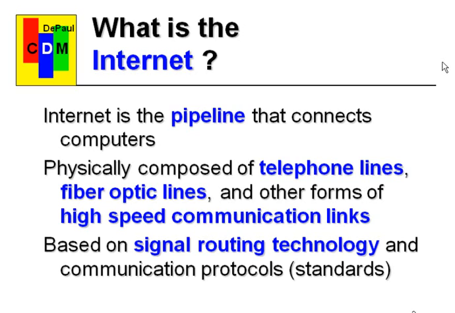So first of all, what's the Internet? Well, it's a pipeline that connects computers, and physically it's composed of the things you see here in blue. That is wire telephone lines, fiber optic, which is a little glass fiber that transmits pulses of light, and other forms of high-speed communication links, including satellite and undersea cables, and anything else that can carry an electronic signal from one place to another. As I just mentioned, it's based on a different signal routing technology. And routing and switching we're going to use synonymously. When we talk about switching, that is, how does the network hook you up with a specific place that has the information that you want, or some other person that you're speaking to.